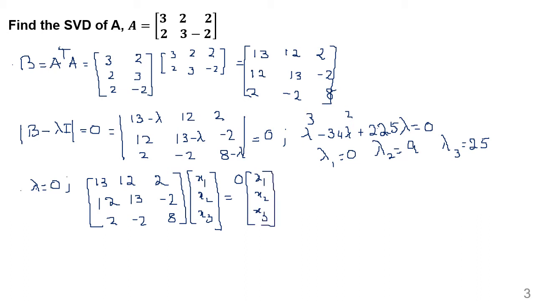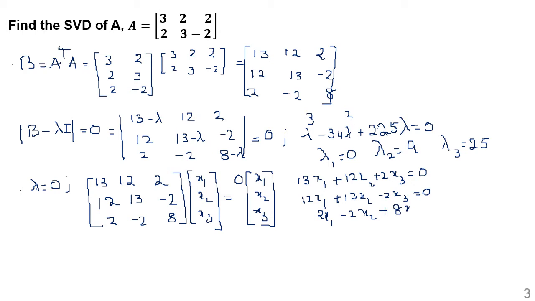So we get here three equations, and three equations are 13x1 plus 12x2 plus 2x3 is equal to 0, 12x1 plus 13x2 minus 2x3 equal to 0, 2x1 minus 2x2 plus 8x3 equal to 0.